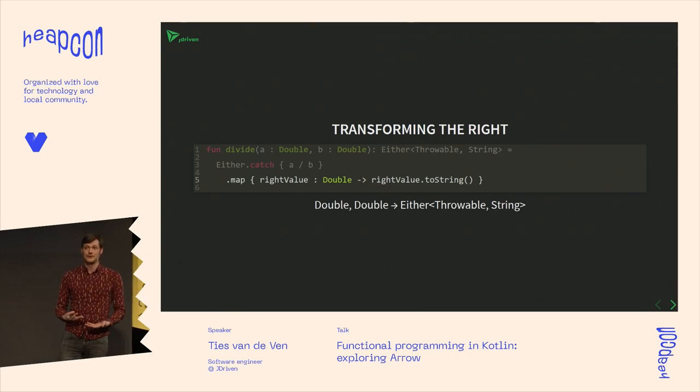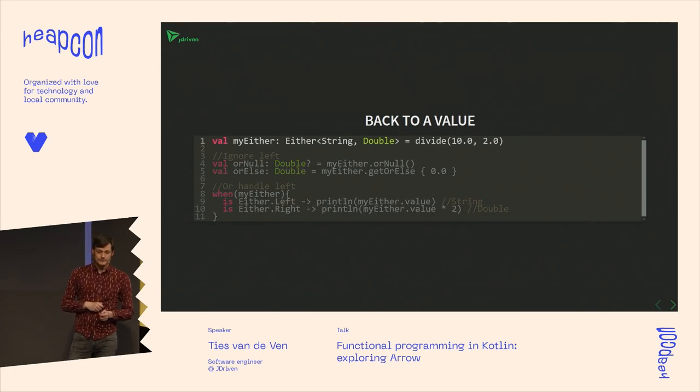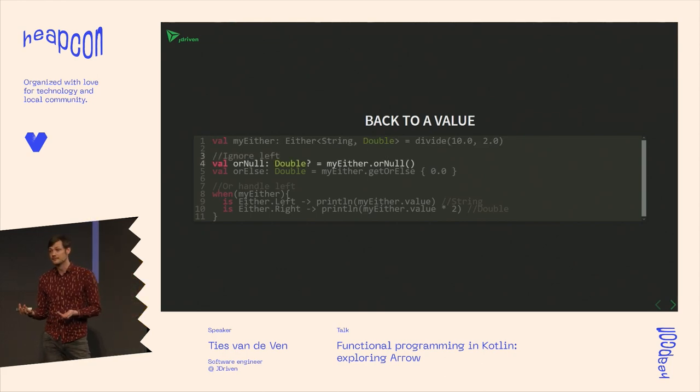But eithers by themselves are quite useless. We actually need to get the value out of them again. So let's go back to our value. First we create a writer by calling a divide. And out of this comes either an instance of left containing a string or an instance of right containing a double. One thing we could do is call getOrNull on it, basically saying, if you're an instance of left, give me back null, otherwise give me the value. You can also tell that the type is now a double question mark because it's nullable, and Kotlin is awesome.